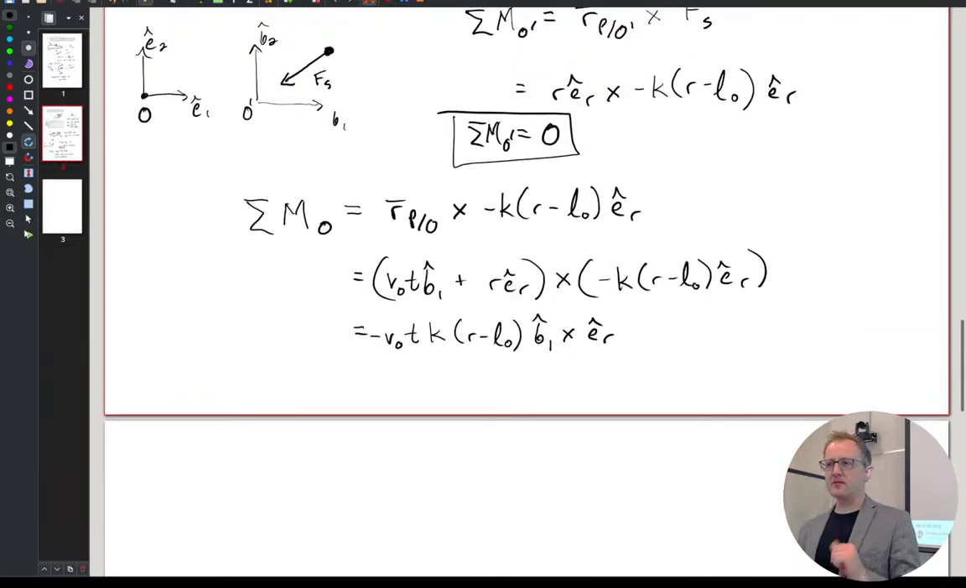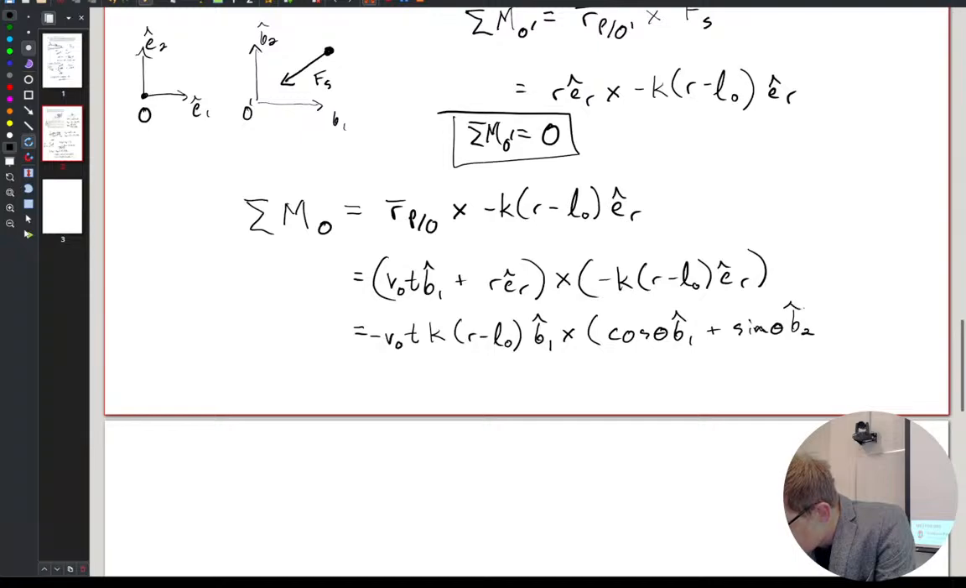We can convert either B1 to ER and E theta, or ER to B1 and B2, right? Because both of them are just describing directions. So this ER, I'm going to replace it now with a cosine theta B1 plus a sine theta B2, just to get it back into one set of unit vectors.